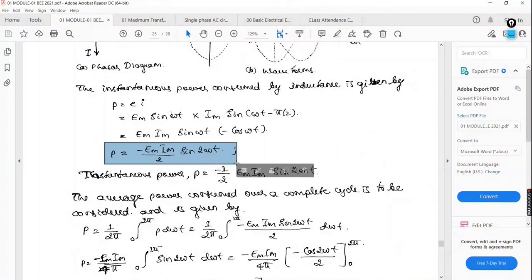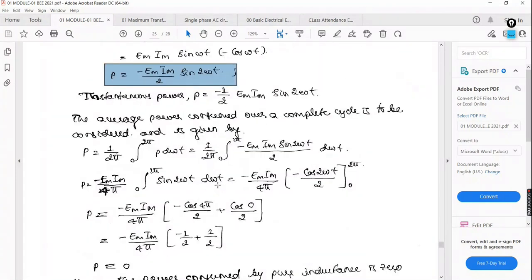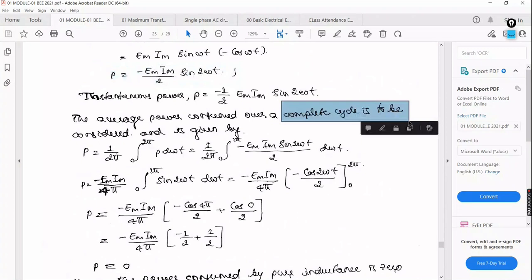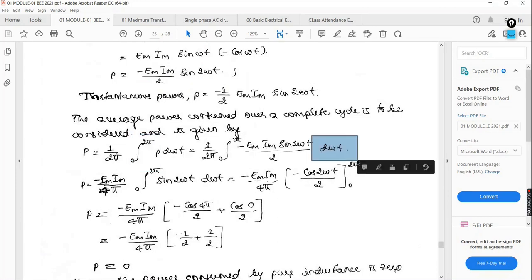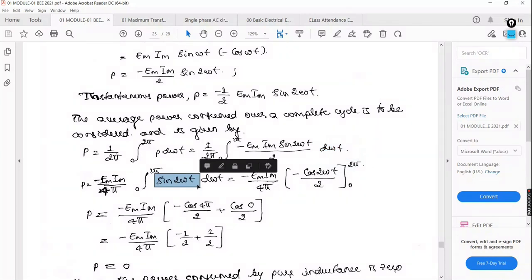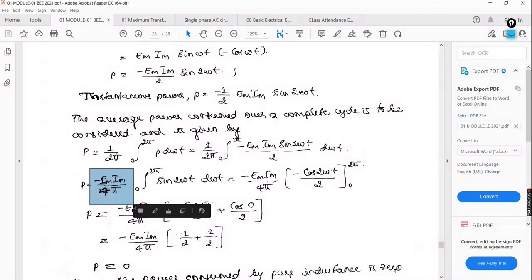But what we want is the average power consumed by the connected network, that is, the average over one complete cycle. P is equal to 1 divided by 2 pi, integral from 0 to 2 pi of P with respect to d omega t, which is 1 divided by 2 pi, minus Em into Im by 2 into sine of 2 omega t with respect to d omega t. We have to do integration only with respect to sine of 2 omega t. The remaining are constants: minus Em Im divided by 4 pi.